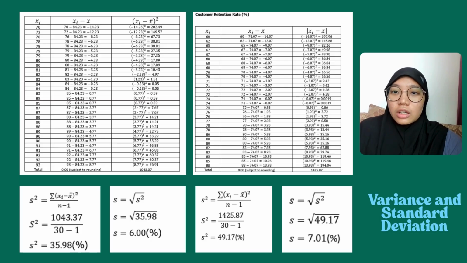And the standard deviation is the square root of variance. It tells us, on average, how far each value is from the mean. So the formula for standard deviation is the square root of variance. The standard deviation for customer satisfaction score is 6.00, and for the customer retention rate, it is 7.01. This shows that the customer retention rate is less consistent than the customer satisfaction score.